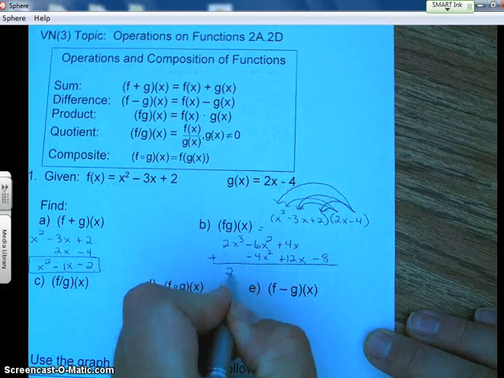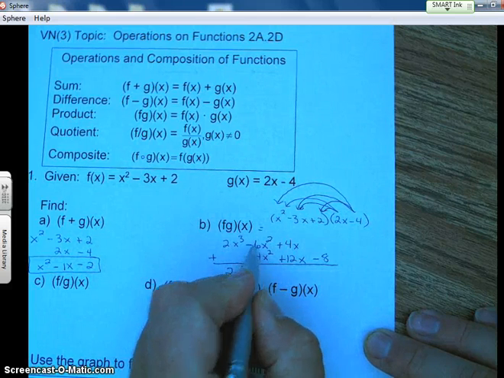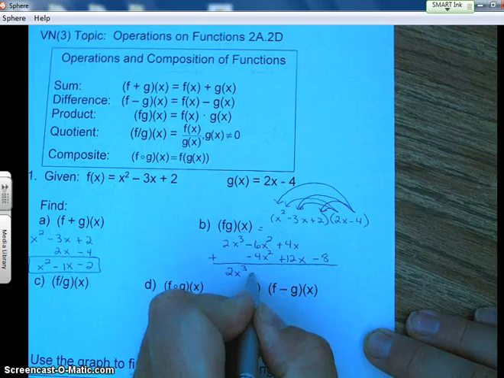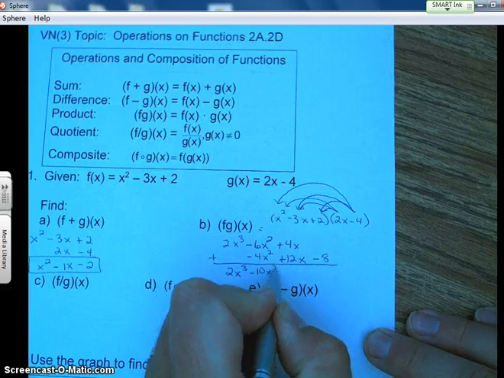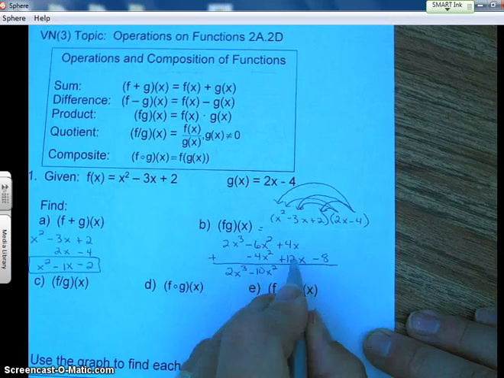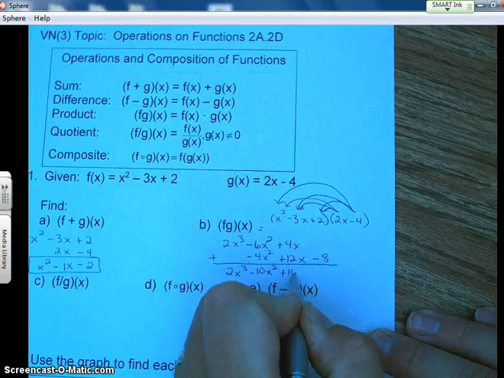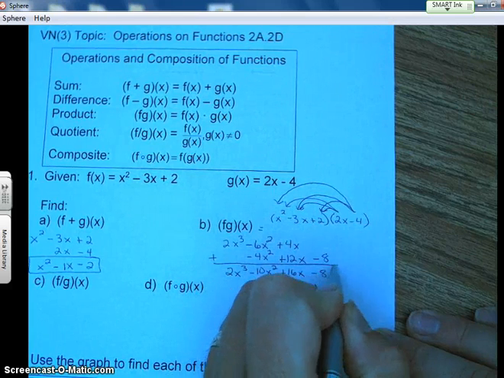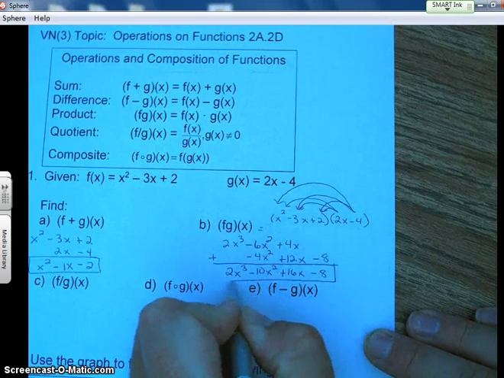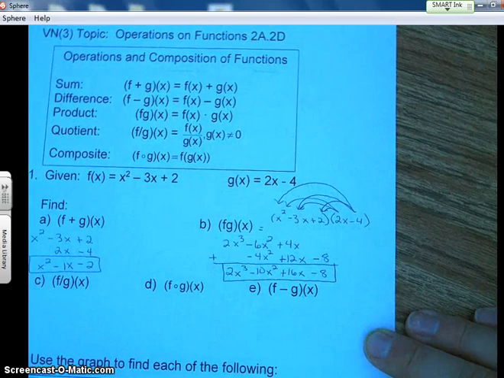So we have 2x cubed. Negative 6 plus negative 4 is negative 10. Bring down the x squared. 4 plus 12 is 16. And the minus 8 comes down. And we have our answer.